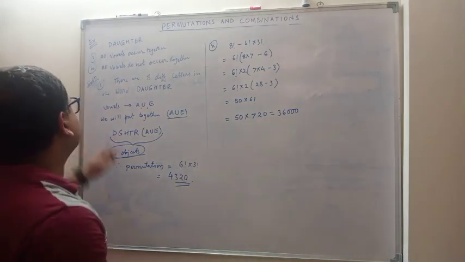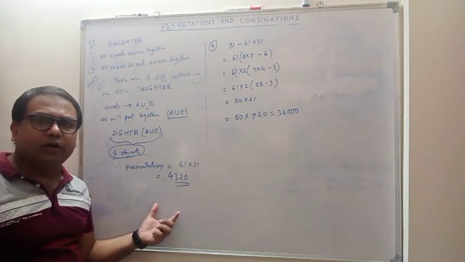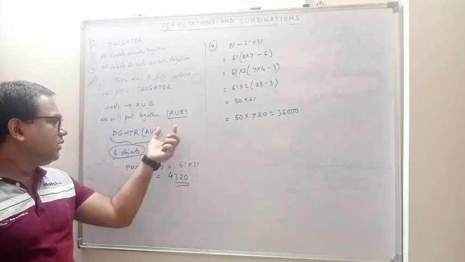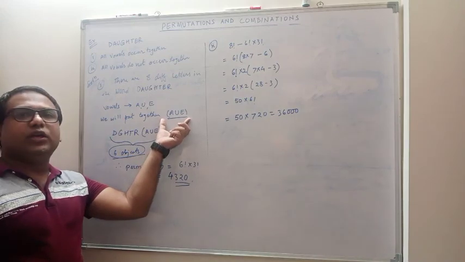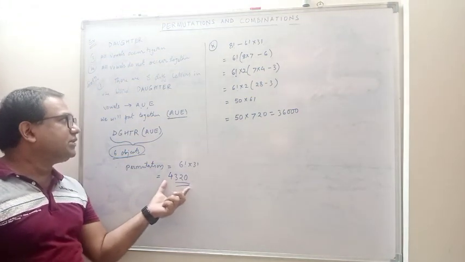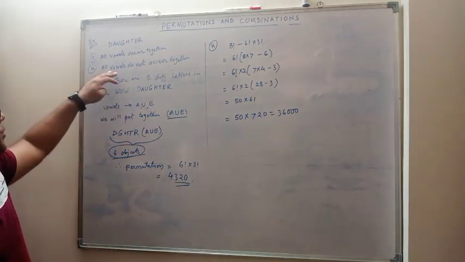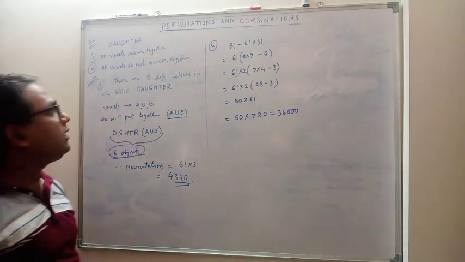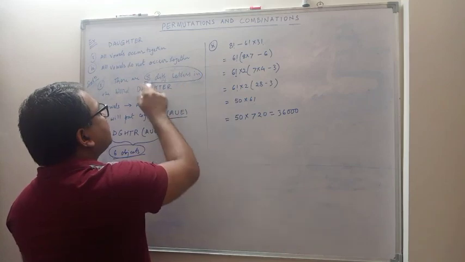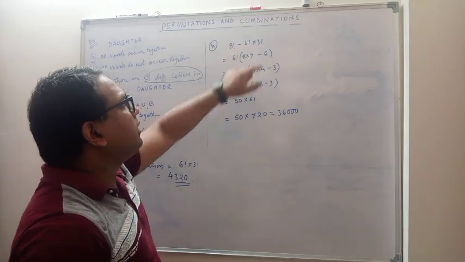And now the second one, where all vowels do not occur together. We have found that these many arrangements represent the occurrence of A, U, E together. So we will subtract these arrangements from the entire arrangement, and therefore we get the arrangements where the vowels are not together. So 8 factorial, as there are 8 different letters, will be the arrangement, minus 6 factorial into 3 factorial.